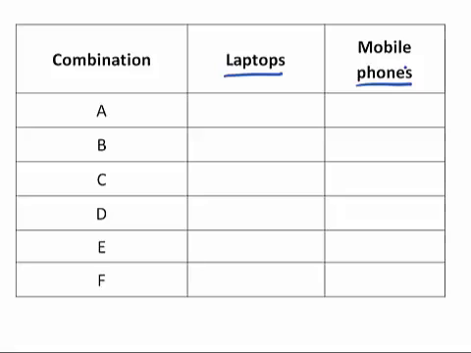So if they use all their resources to produce only laptops, then they can produce a maximum of 5,000 laptops. But they've used everything on laptops and don't have anything left to produce mobile phones.